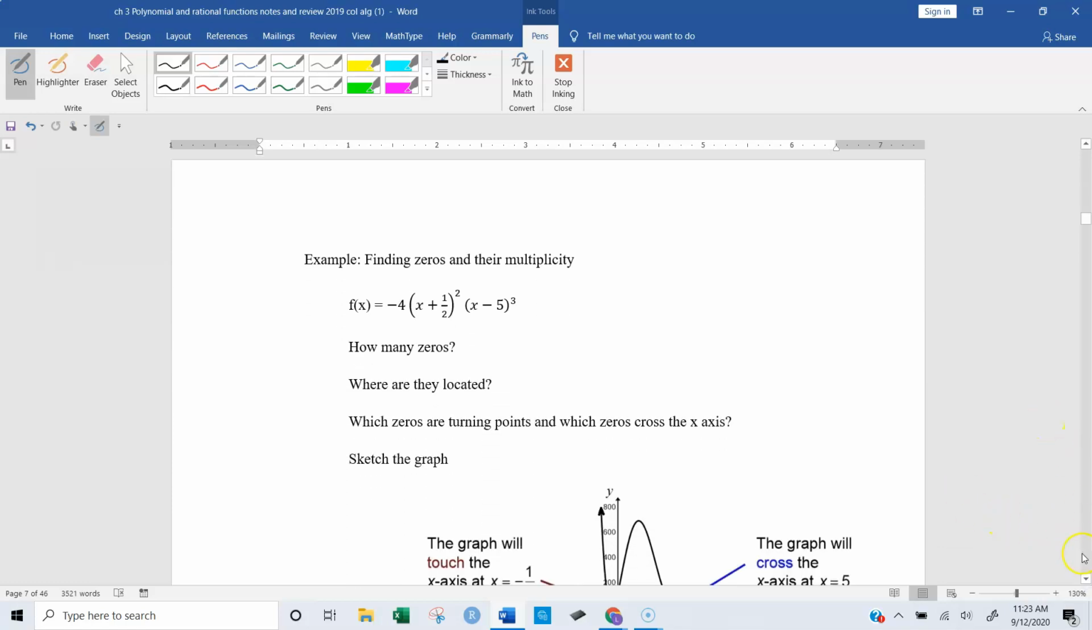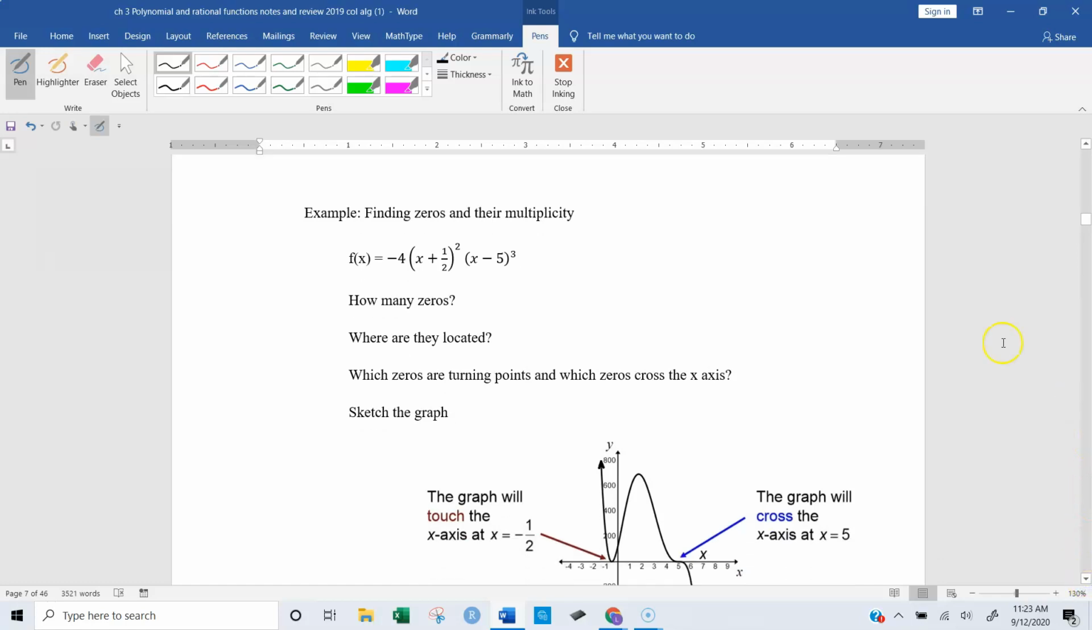Okay, this one here is already done for you. So they've done all the factoring. And they're trying to show you what you have here. When it says how many zeros, what you do here is you add all the exponents.